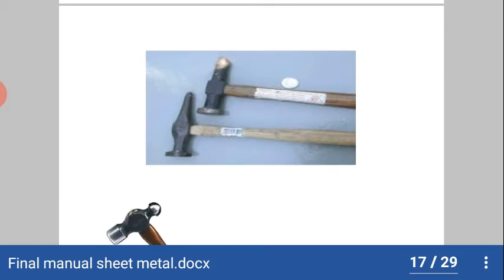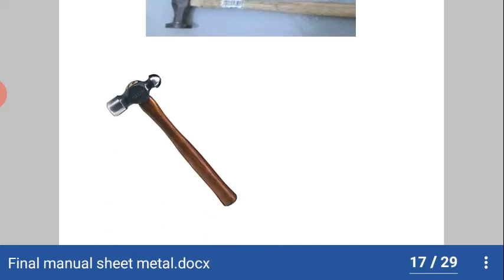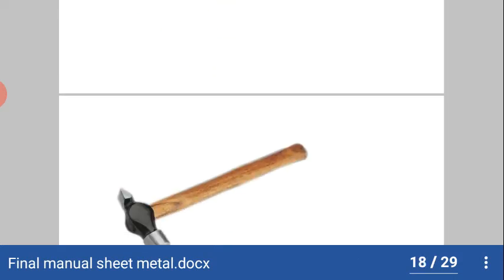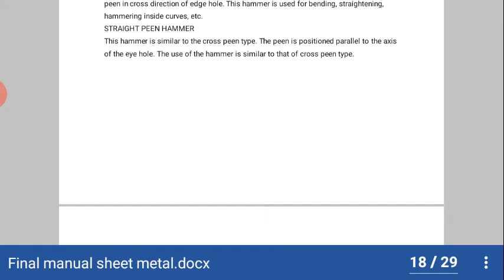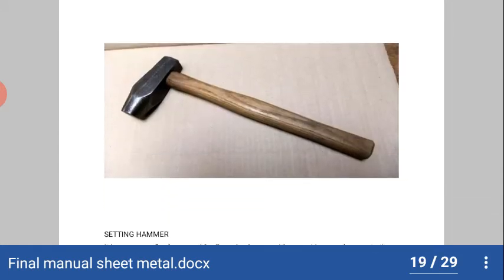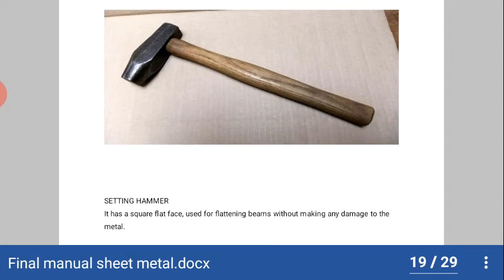These are also hammers which are specially used for sheet metal work. That is the ball peen hammer, cross peen hammer. These are also used in sheet metal work. That is the setting hammer, which is specially preferred for sheet metal work when a rivet is to be inserted into the sheet metal joints, then that type of hammer is used.